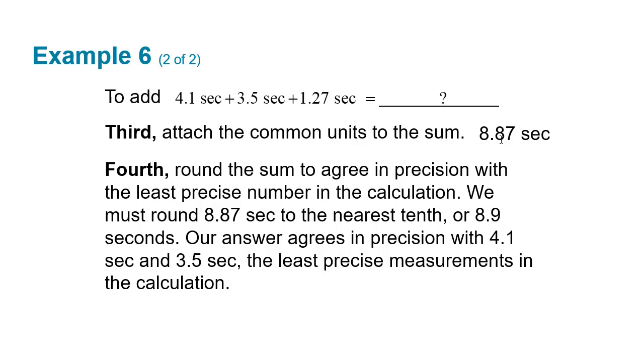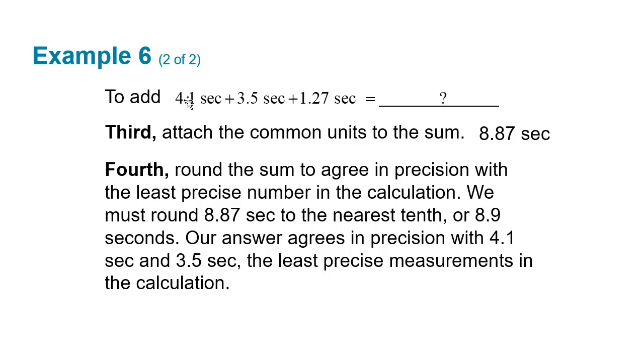But it really isn't, because these two measurements were only precise to the tenth of a second. There could have been some extra stuff out here, right? This could have been 1.13, and this could have been 3.53. And when we add those all together, that would have given us an extra 0.6, right, in the hundredths place. So instead of a 7, we would have added a 6 to it, gives us 13. This should have been a 3, and this would have been a 9, and it would have been 8.93. You see what I'm saying? So it's not precise to that measurement.